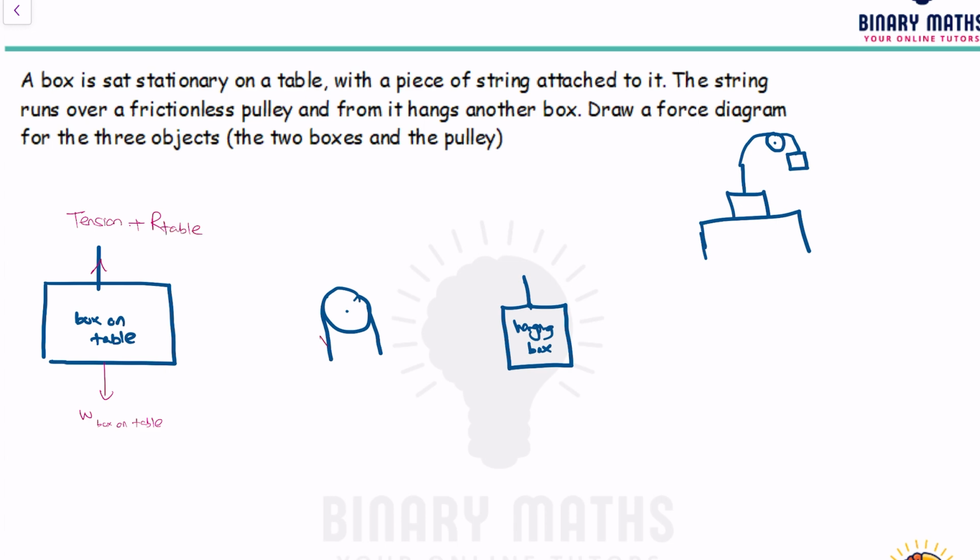Okay, the pulley feels tension on either side and it balances it out. That's why it doesn't move. So tension on either side. The hanging box feels the weight of hanging box, and it also feels tension.